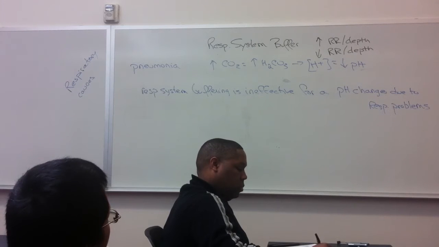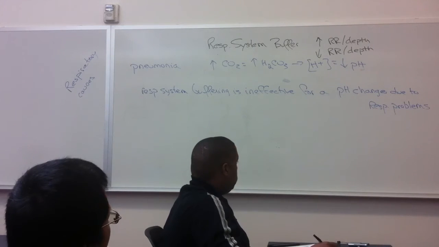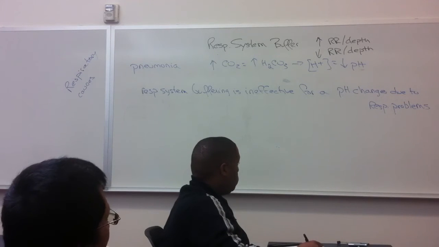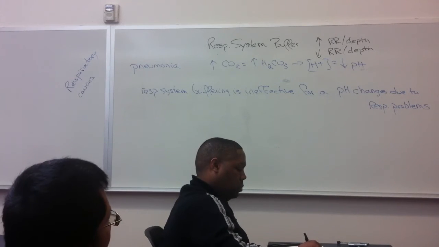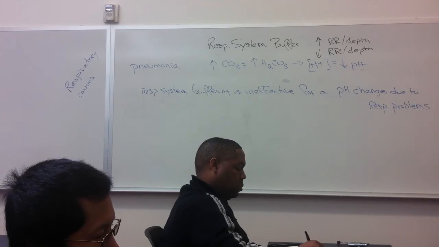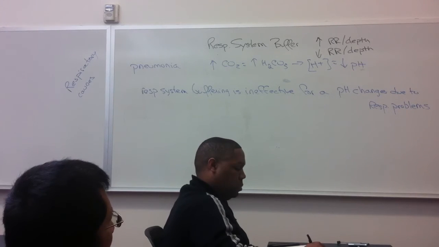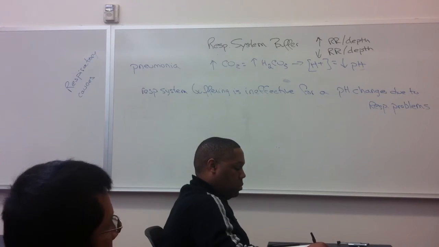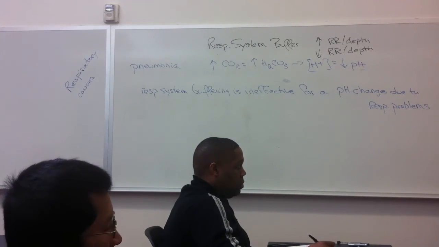That's our next one. So we talked about the respiratory change. Now the third system is urinary. Unfortunately, urinary is effective in both causes. So the urinary system can be effective in adjusting pH whether it's a respiratory cause or a metabolic cause.